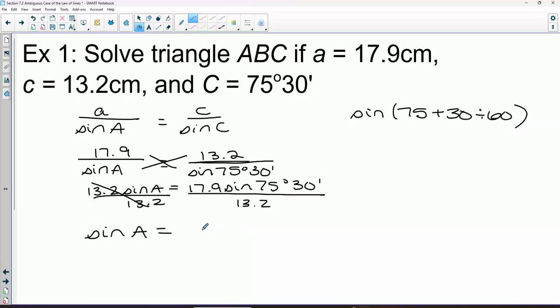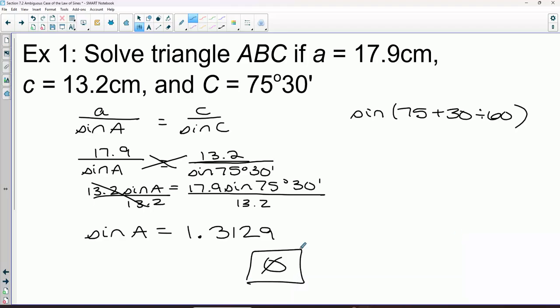And so when I do that, I get sine A equals 1.3129. Did everybody get that? Okay, what does that mean? I'm trying to say that whatever angle A is, its sine is equal to that number. Can sine be 1.3129? No. Sine can't be bigger than 1. So automatically I could just say no solution. There is no triangle where this would exist.